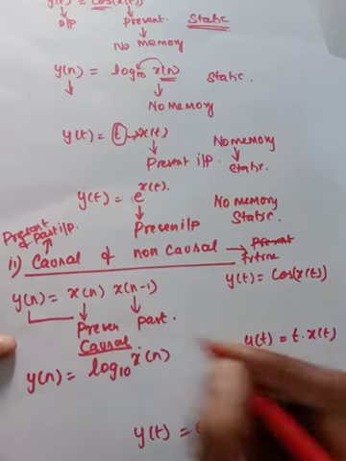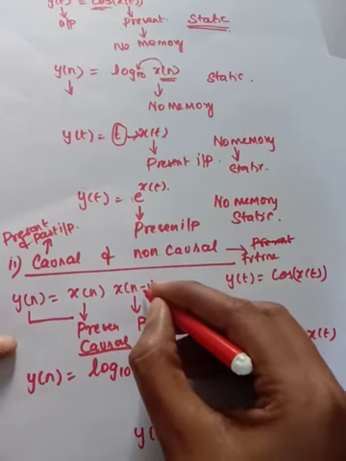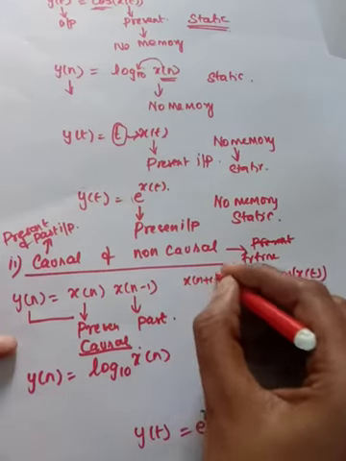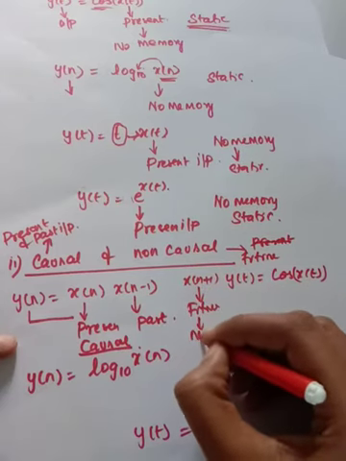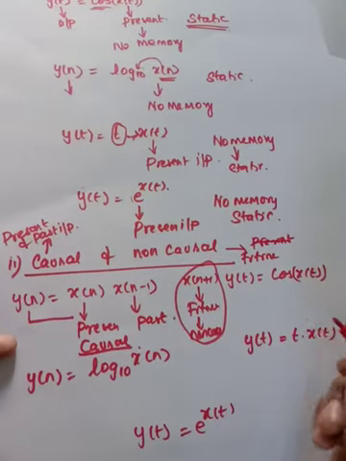Okay, this system is said to be a causal system. Suppose instead of x of n minus 1, you have x of n plus 1. This represents future values, so in this case it is a non-causal system. This is the condition for a non-causal system.